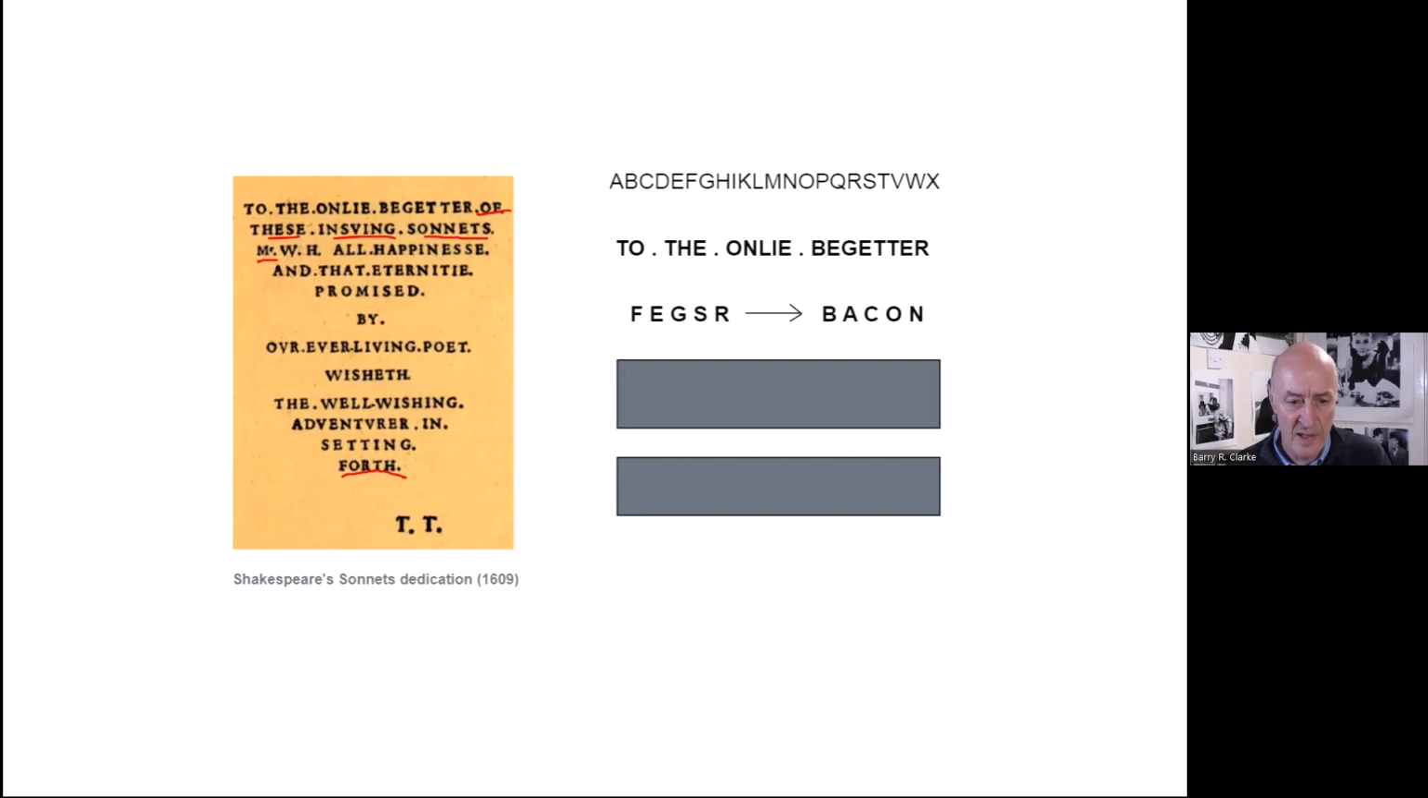So "ever living" here is taken to be two words. The last letter in that is R, the last letter is G. "Well wishing" is taken to be two words, last letter L, last letter G. So if we continue after the word "Mr." to take the last letters, we get a W and an H and an L and an E.